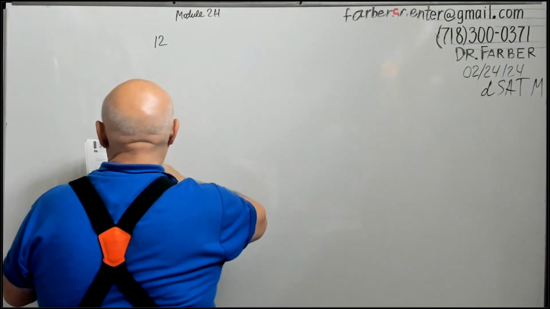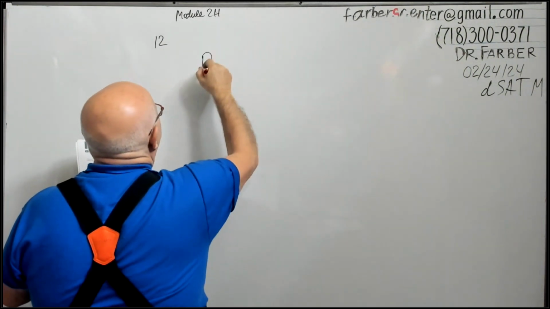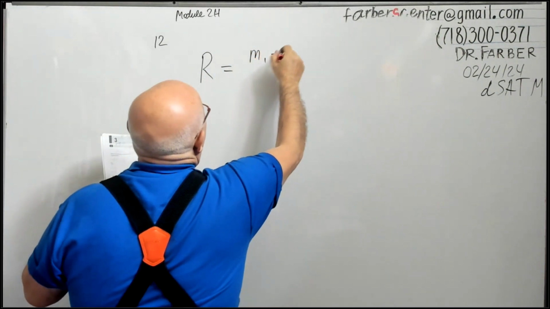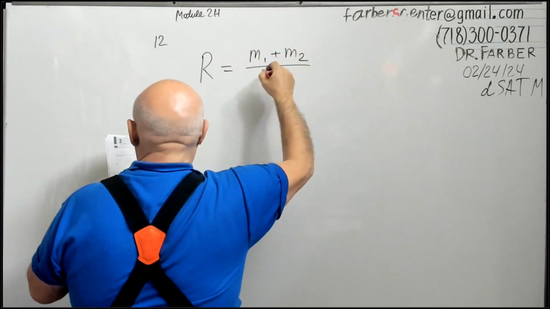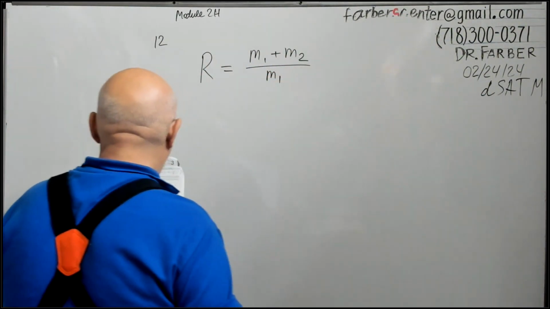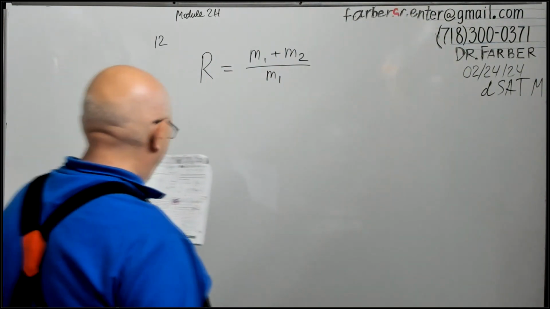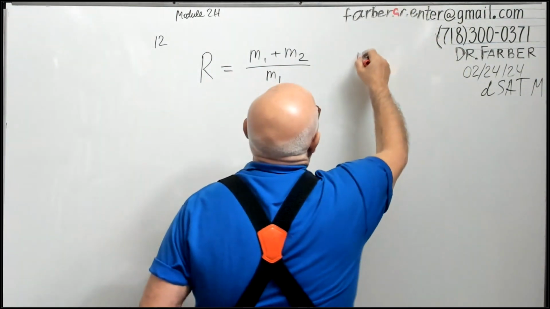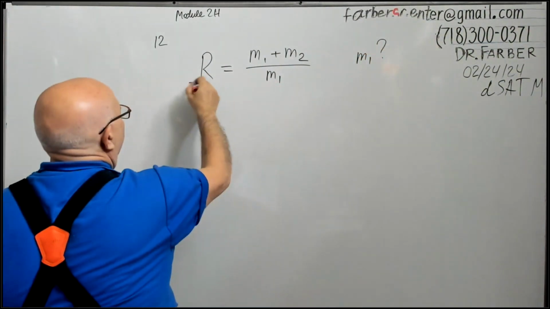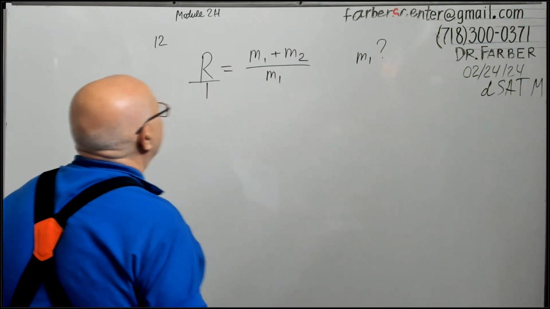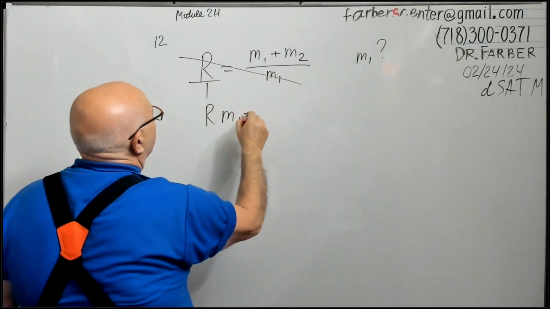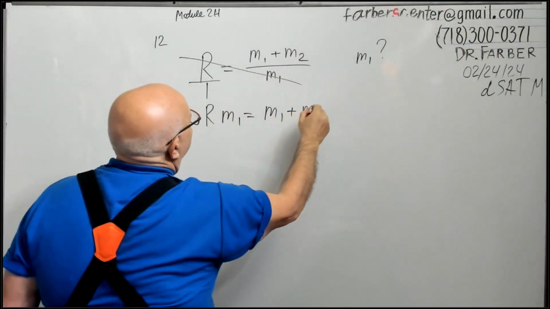Okay, kinetic energy. R, this ratio, equals M1 plus M2 divided by M1. And they ask you to find M1. Imagine this R of 1. So cross multiplication. R times M1 equals M1 plus M2.